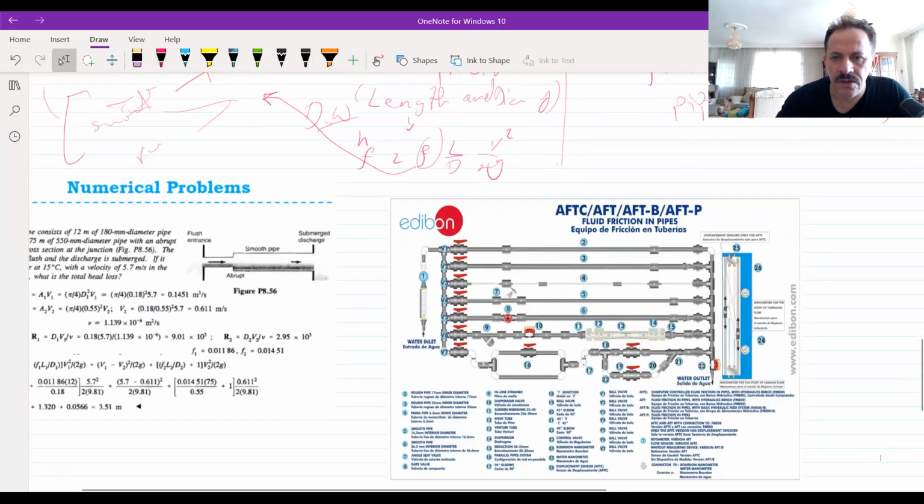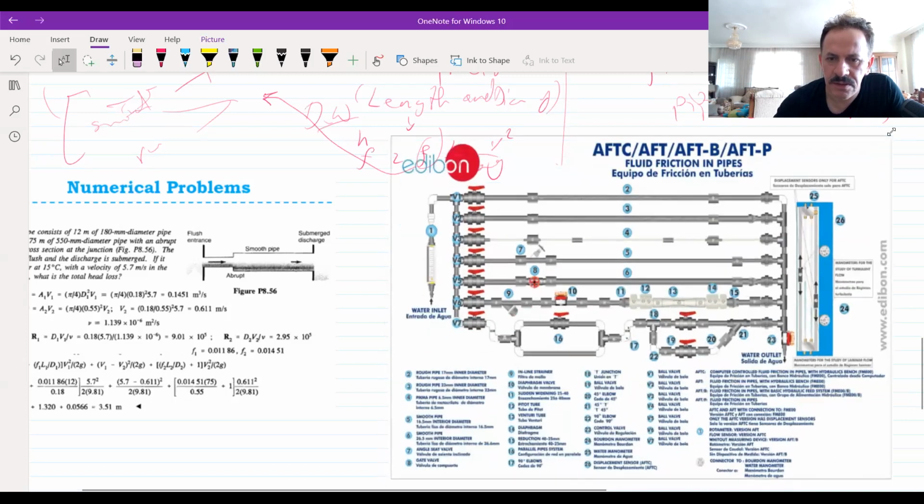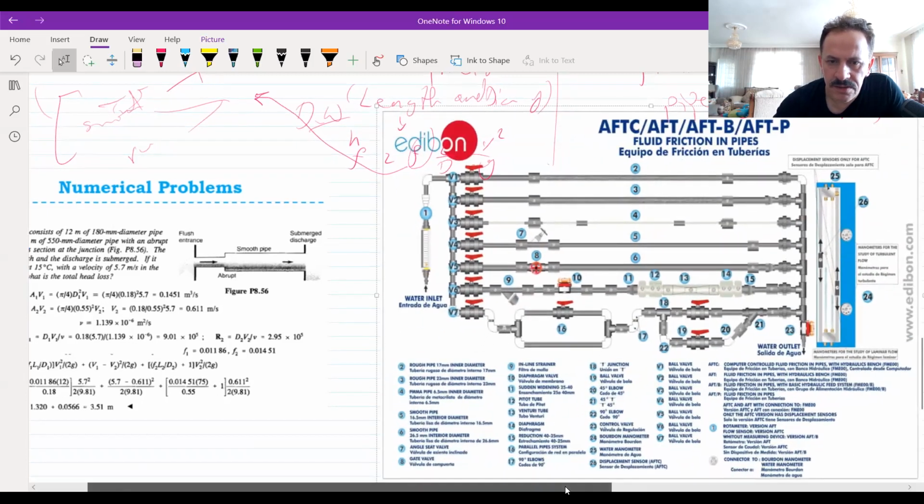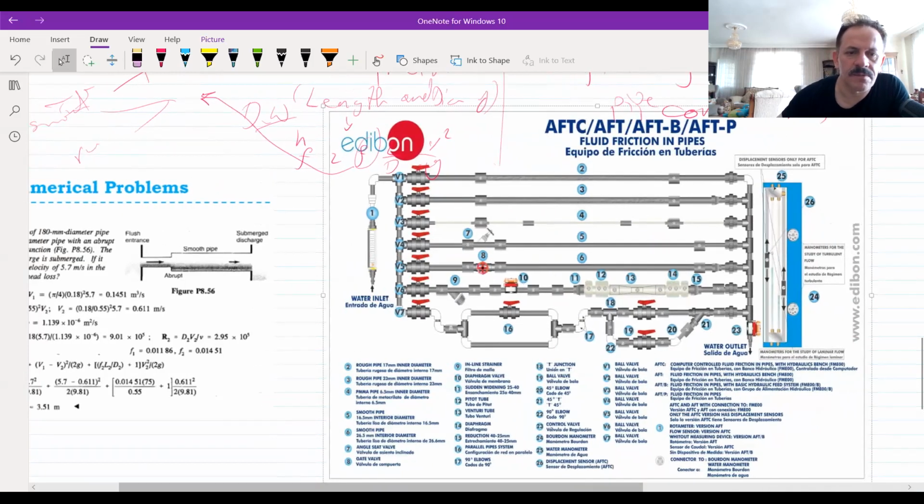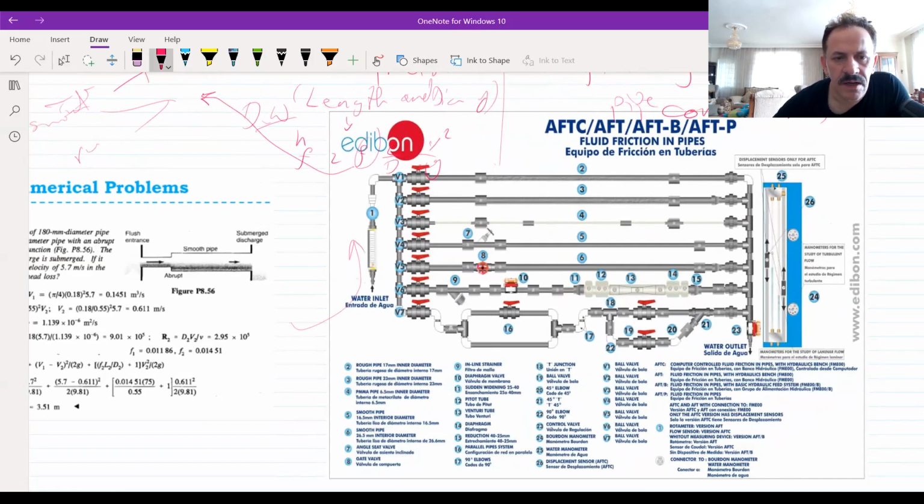I think you all remember this experiment, lab number 5. We have a flow coming from this pipe, and it will go through the pipes. We found the head loss between these two points. The length is 1 meter, but the diameter is known. For these two pipes, we have a rough pipe, and for these two pipes, we have a smooth pipe, and so on.